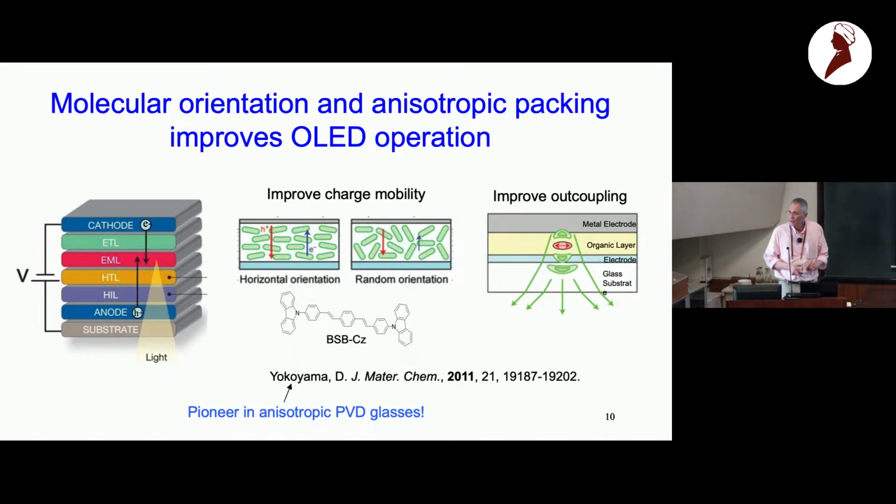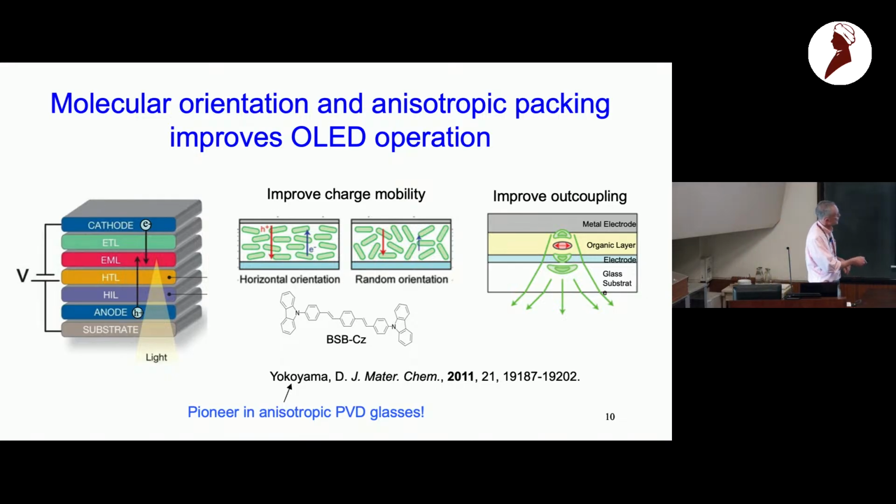I'm sorry, what are the layers between the anode and the cathode? I think I understood. This is an electron transport layer, an emission layer, and a hole transport layer. Okay, but for the purposes of this talk, they're all just layers of different vapor-deposited glasses. Okay?